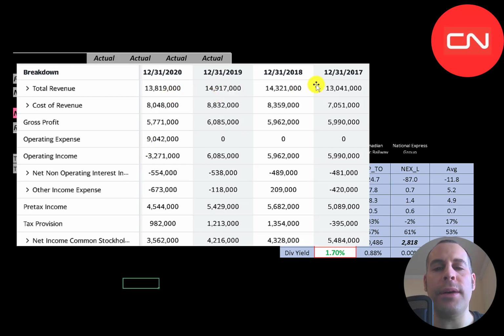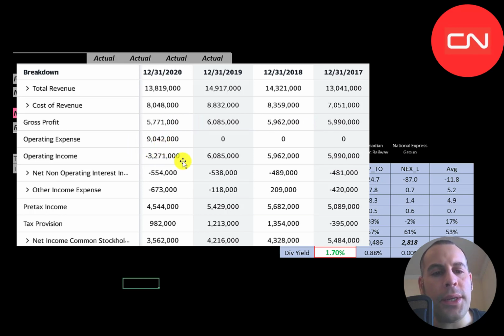This is the company's income statement. The top line is the revenue, the sales. Below that is the cost of revenue. These are the expenses directly related to generating the revenue. Below that is gross profit, and that was the lowest in 2020, but it's pretty consistent year to year. Below that is operating expenses, then operating income.